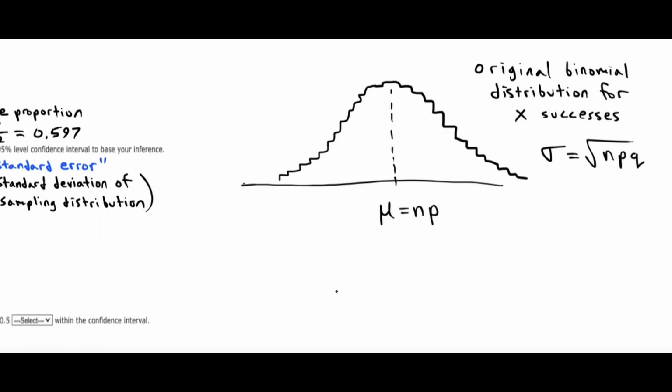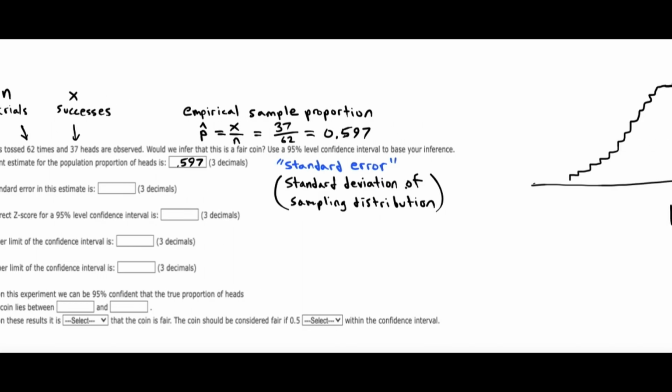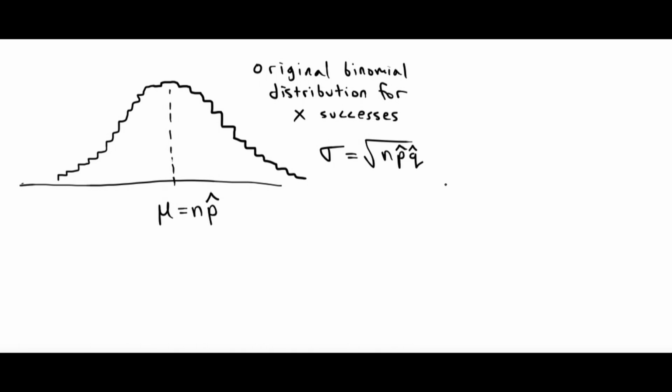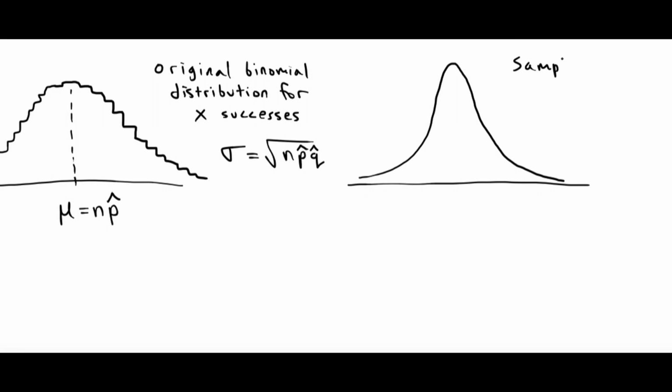What we're going to assume here is that our mean for our binomial distribution will be n times p hat, and the standard deviation will be the square root of n p hat q hat, because we don't know what the true population proportion is right now. All we know is the empirical proportion, but we assume that it's the proportion for the purposes of making the confidence interval. It's going to be the center of our interval, I mean. So when you go to make a sampling distribution, you get a bell curve like this. This one's called the sampling distribution.